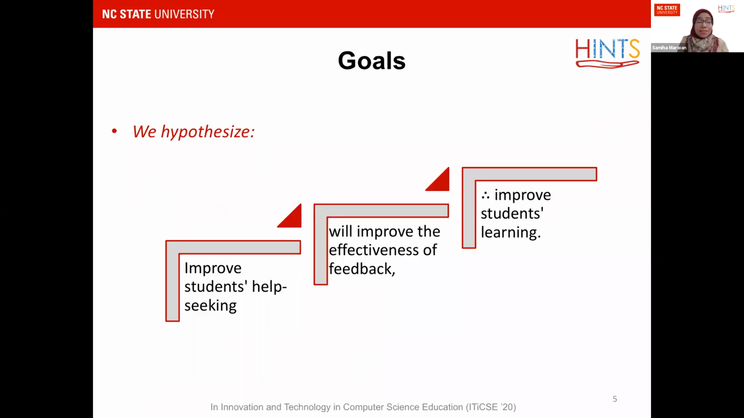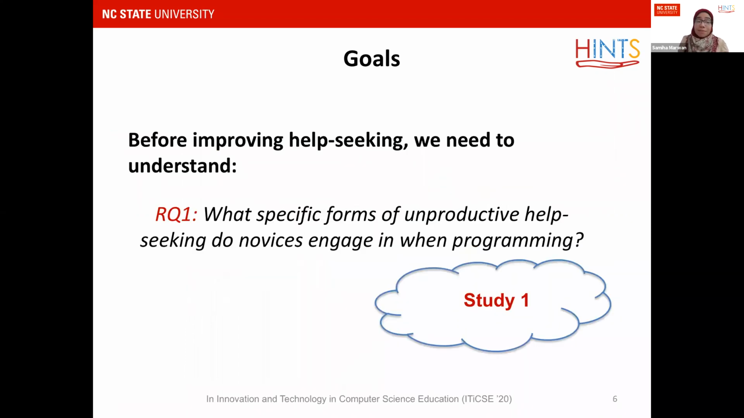So my goal for this paper is that we hypothesize that if we're able to improve students' help-seeking, then we'll be able to improve the effectiveness of the feedback. And therefore, we'll be able to improve students' learning, which is actually the main purpose of having this automated feedback. But before thinking about how we can improve help-seeking, we first need to understand what specific forms of unproductive help-seeking novices do when they are programming. So this led to our first study.